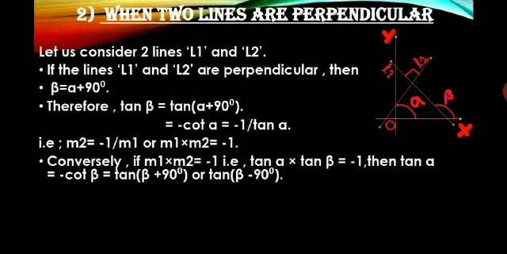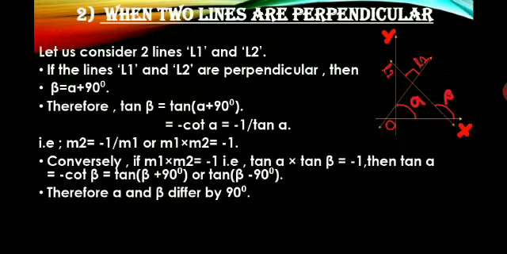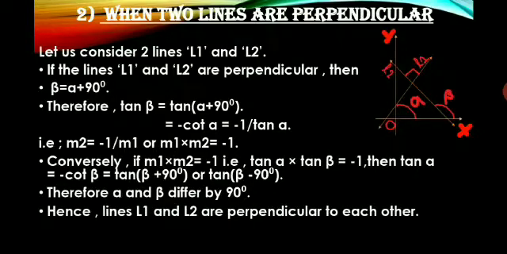Conversely, if m1 into m2 is equal to minus 1, that is tan alpha into tan beta is equal to minus 1, then tan alpha is equal to minus cot beta, that is equal to tan of beta plus 90 degrees or tan of beta minus 90 degrees. Therefore, alpha and beta differ by 90 degrees. Hence, lines L1 and L2 are perpendicular to each other.